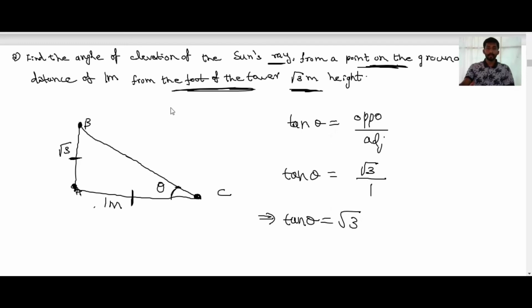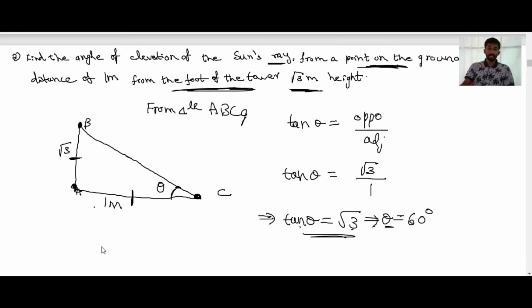Before writing tan theta, here write from triangle ABC. From this triangle, right? BAC or ABC. From this triangle, tan theta is equal to opposite by adjacent. Substitute opposite and adjacent values. You will get tan theta equal to root 3. When tan theta equal to root 3, this implies theta is equal to 60 degree, right? Tan 60 is equal to root 3. Okay. Tan theta equal to root 3. That means that theta angle is equal to 60 degree.